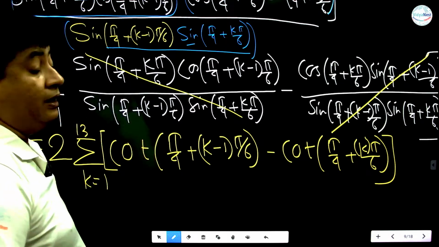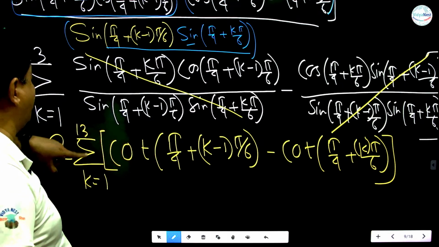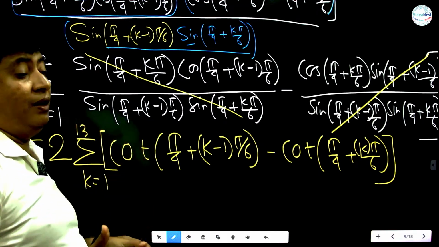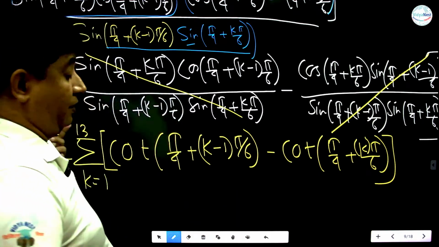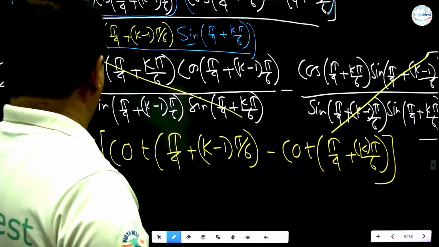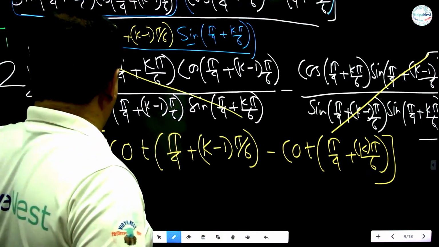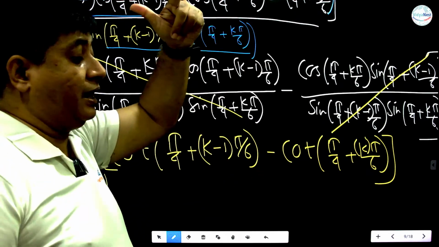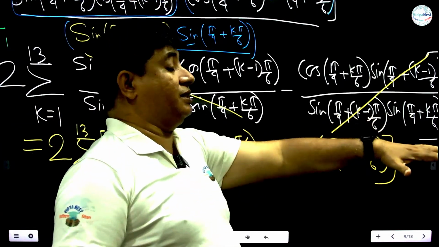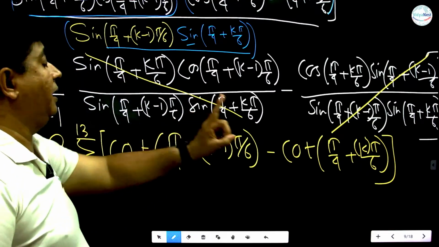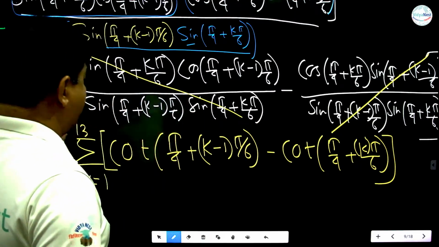Yes, sir. Now I will keep on putting from 1 to 13, and those who have attended my class earlier or those who already have the idea, in case of telescoping, if I keep on putting from 1 to 13, all terms will get cancelled but the first and last term. All terms will cancel except the first and last. Let's see how.